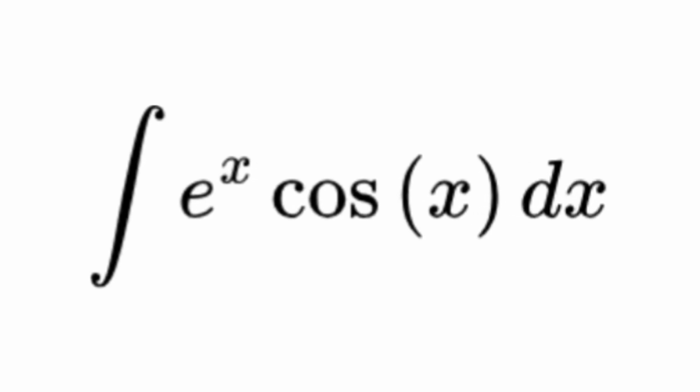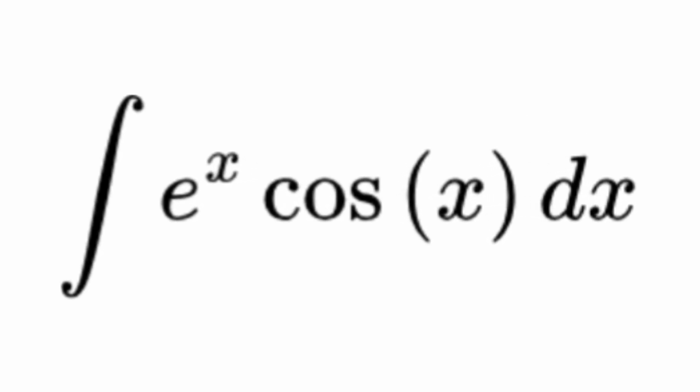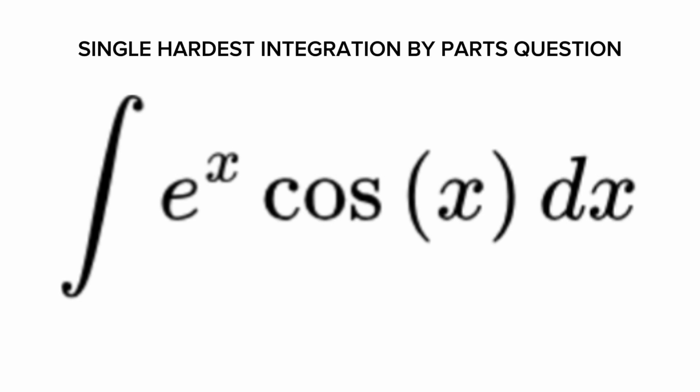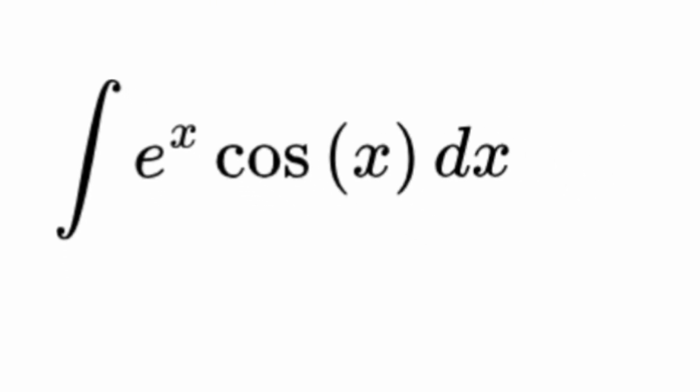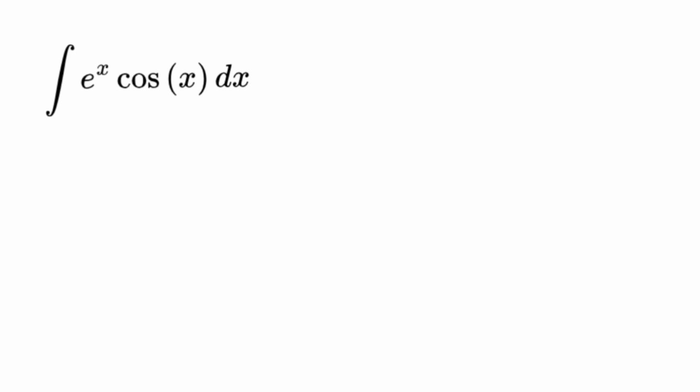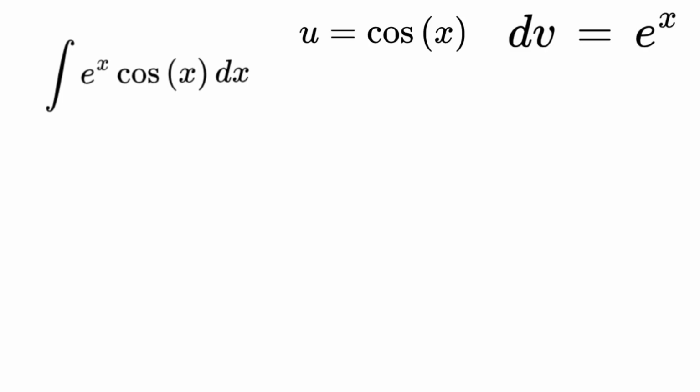Here it is. Take it in. Write it down. Do what you need to. This is the single hardest integration by parts question you can reasonably expect at this level. So here we go. Set your u and dv. Integrate and differentiate.